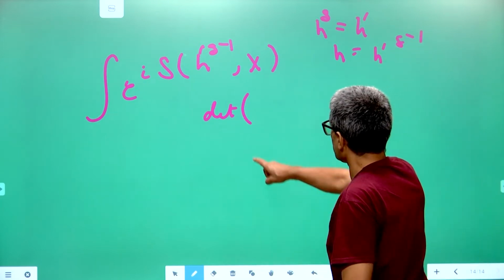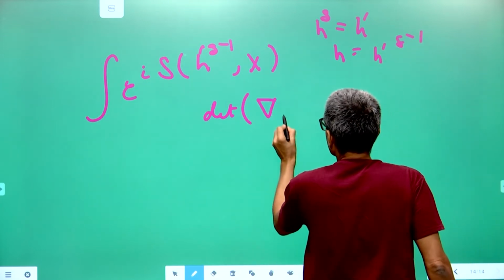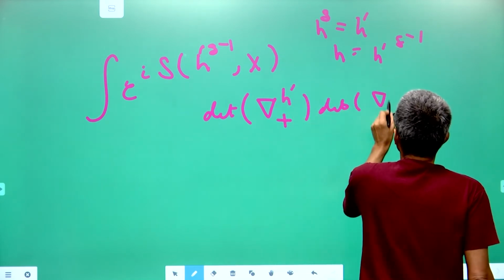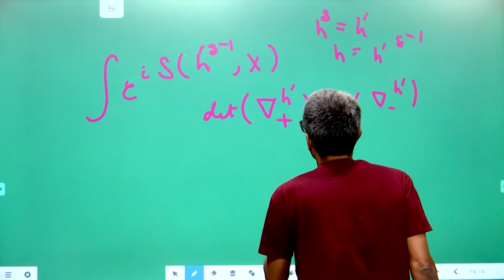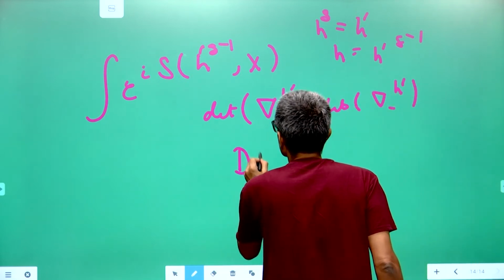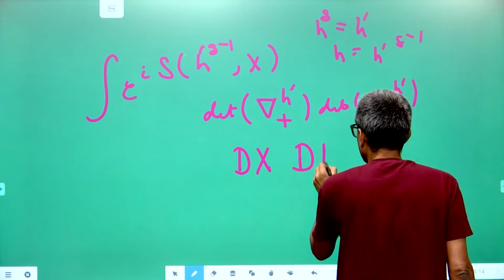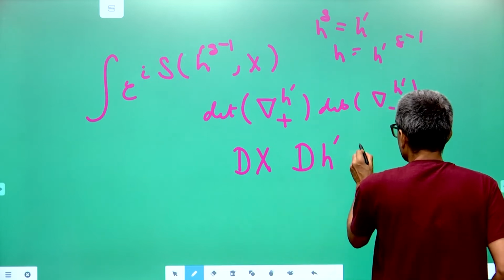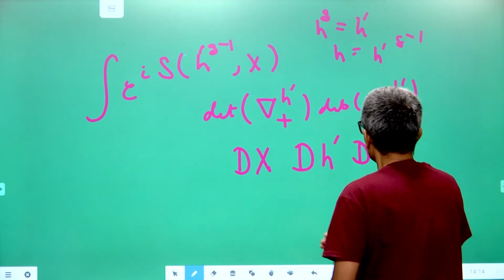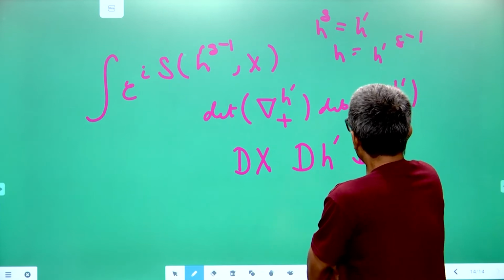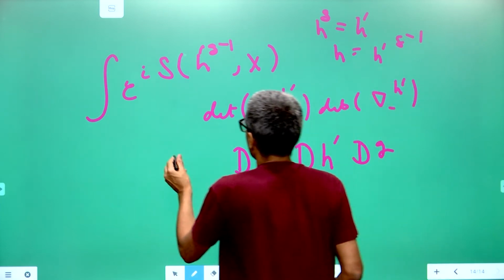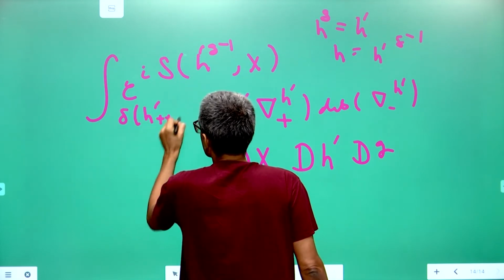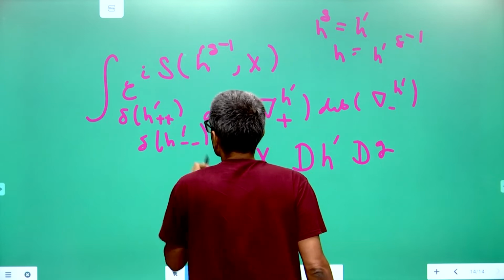Then it has the determinant of del plus at h dash, the determinant of del minus at h dash, and then I integrate with respect to x, with respect to h dash and with respect to g. So the path integral becomes this, and of course you also have delta functions attached to this: delta of h plus plus dash, delta of h minus minus dash.